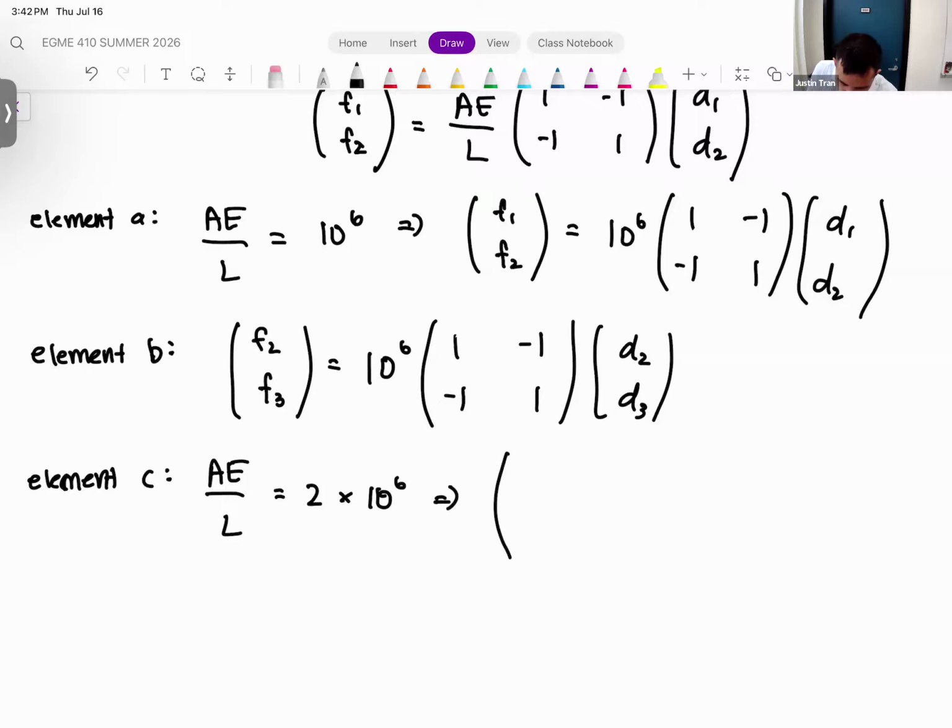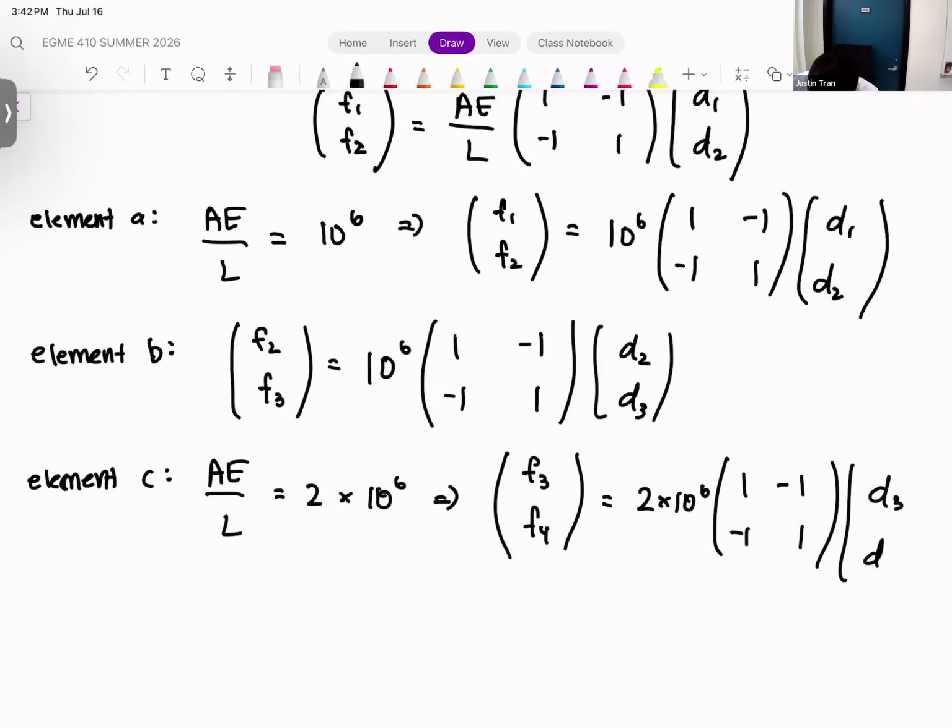And so for the element stiffness matrix for element C, keeping in mind that element C is connected to nodes 3 and 4, we have F3, F4 is equal to 2 times 10 to the 6 times [1, -1; -1, 1] times D3, D4.